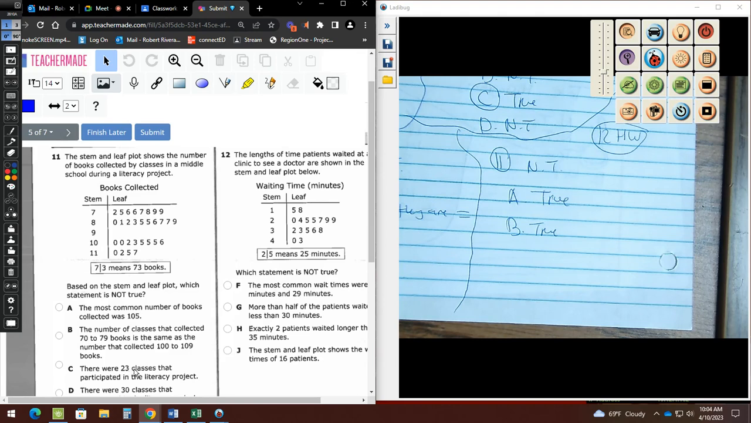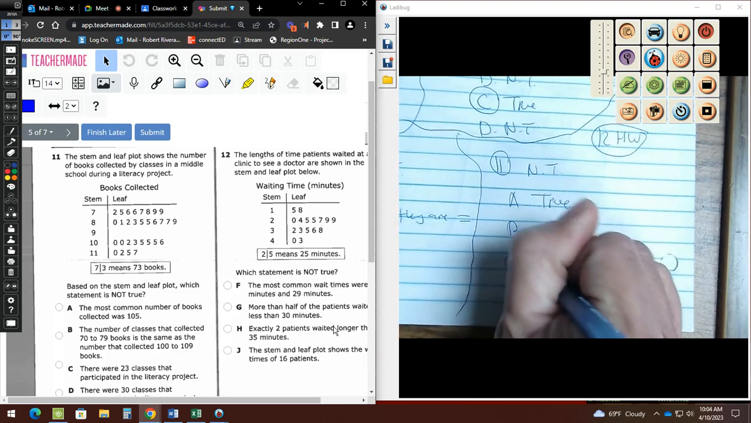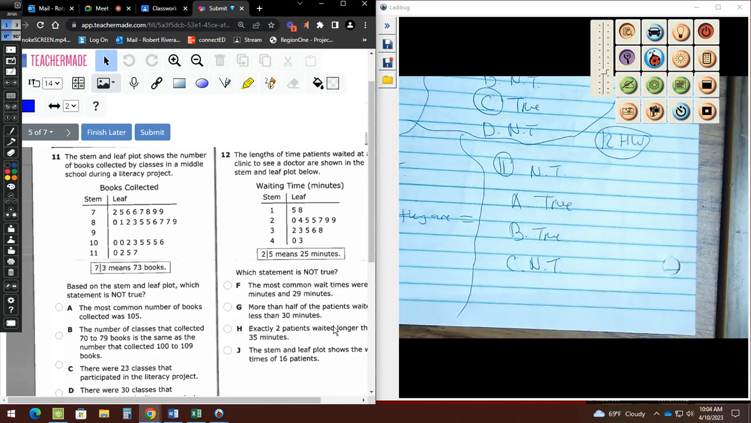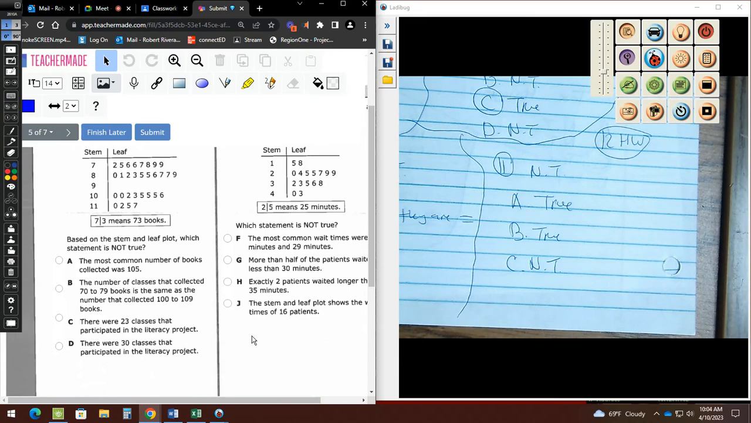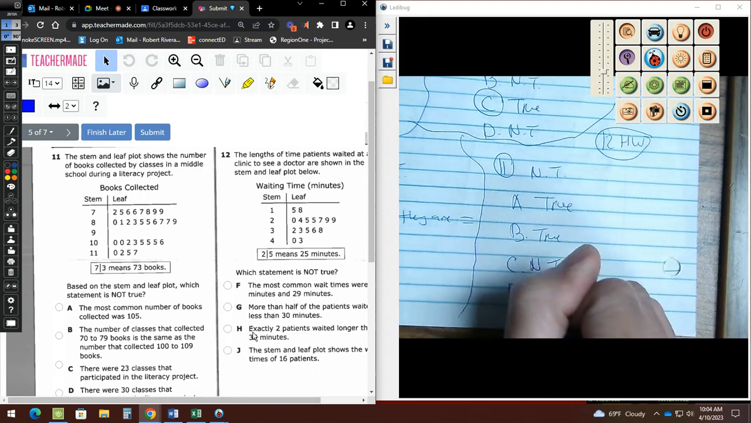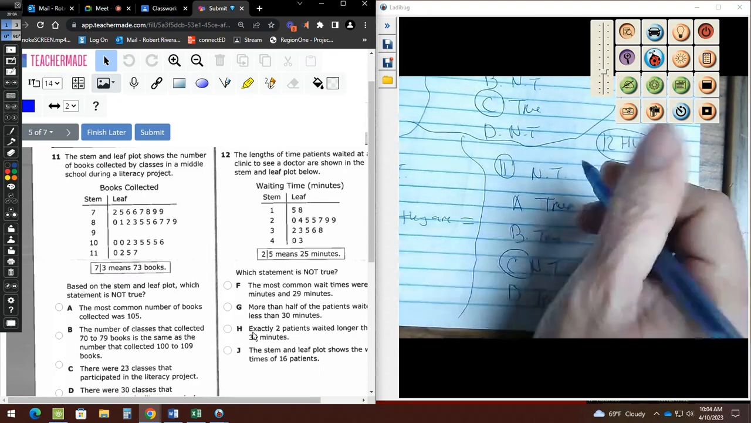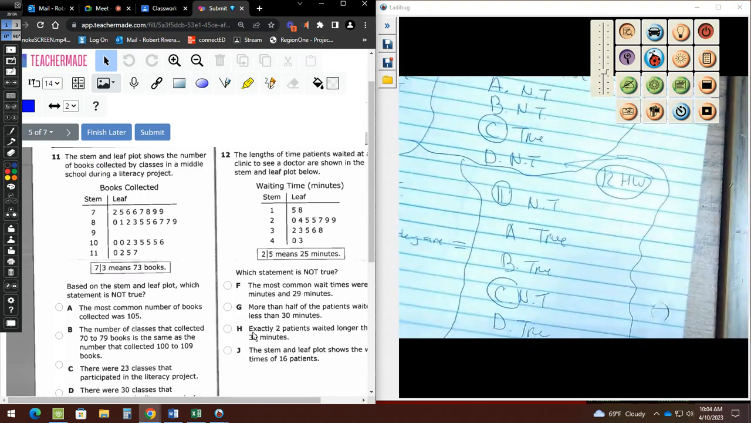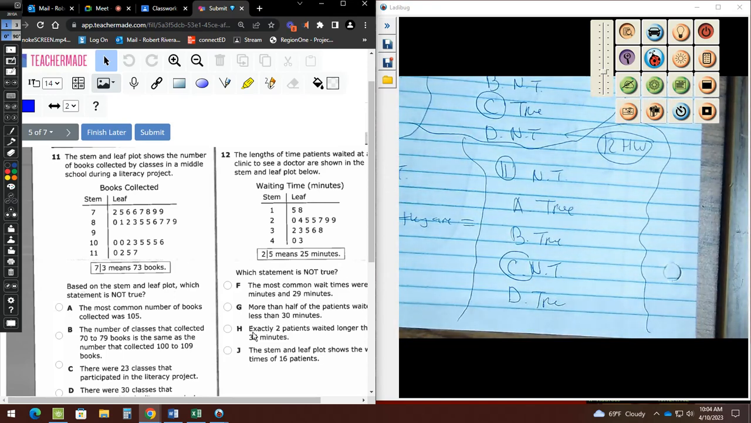They're saying that there's 23 classes. Which is counting how many? 30. So letter C is not true. D. There are 30 classes. We just counted them. The answer is C. There's 30 classes, not 23 classes.